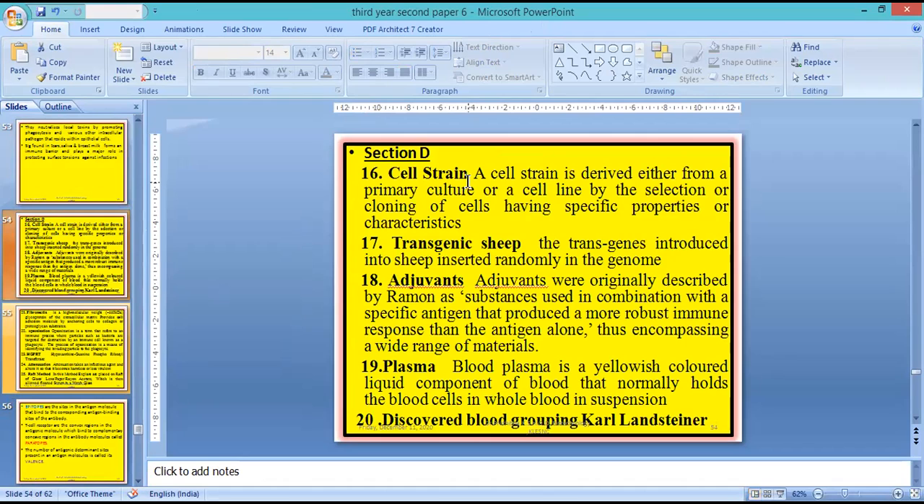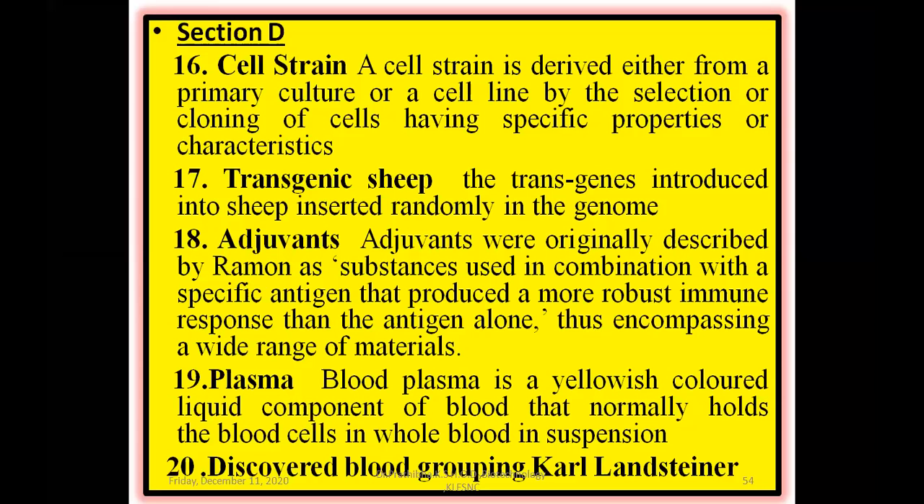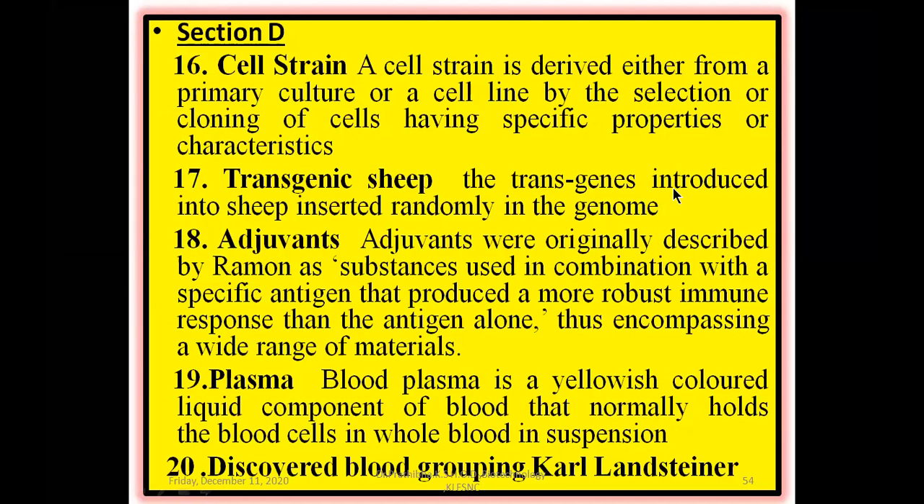For example, in section D they asked about cell strain. A cell strain is derived either from a primary culture or a cell line by the selection or cloning of cells having specific properties or characteristics. Question 17, transgenic sheep: here the transgenes introduced into sheep are inserted randomly in the genome.